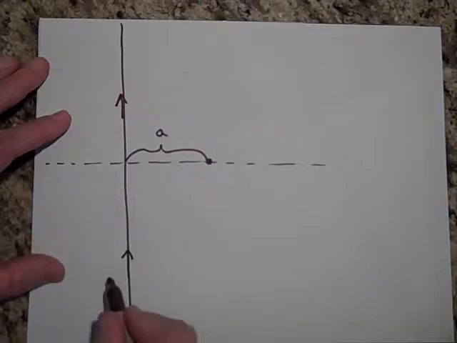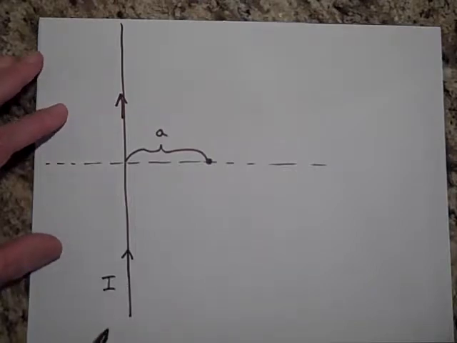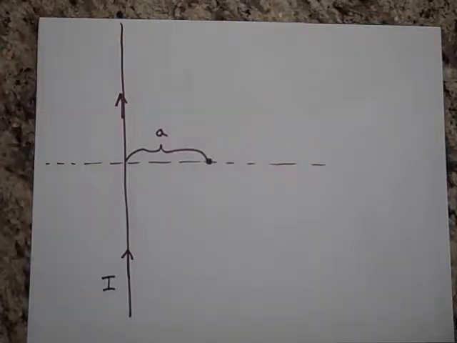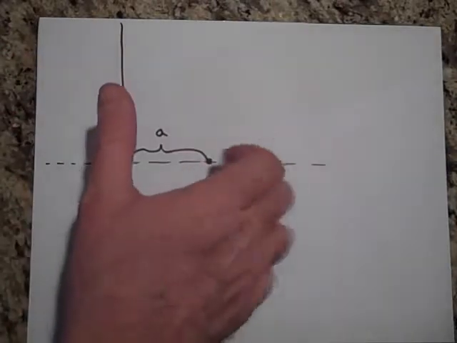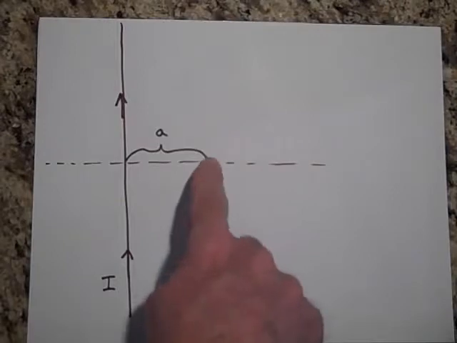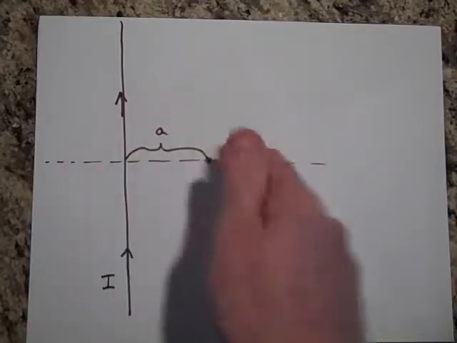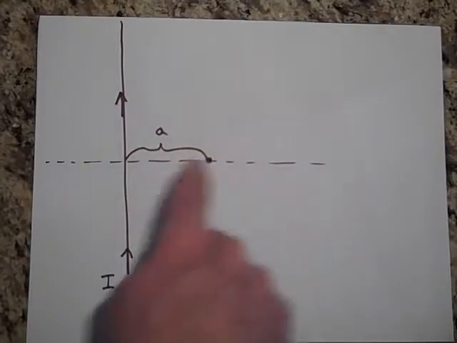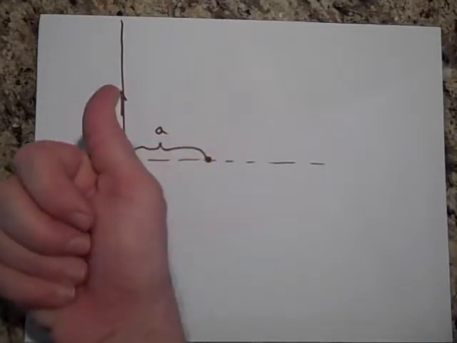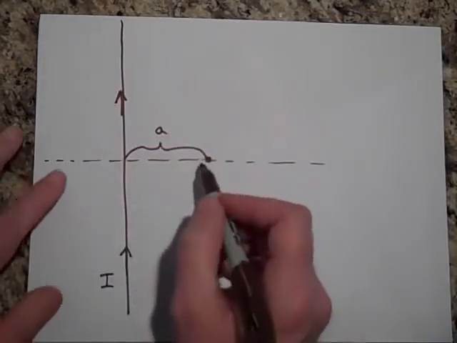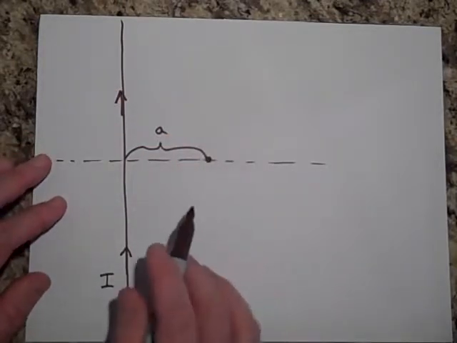That's the I. Right now I know that the direction of the field right there is going to be into the page. So if I put a compass right here, it's going to point down. If I put a compass on this side, it will point up. But I'd like to know the strength of the field there.